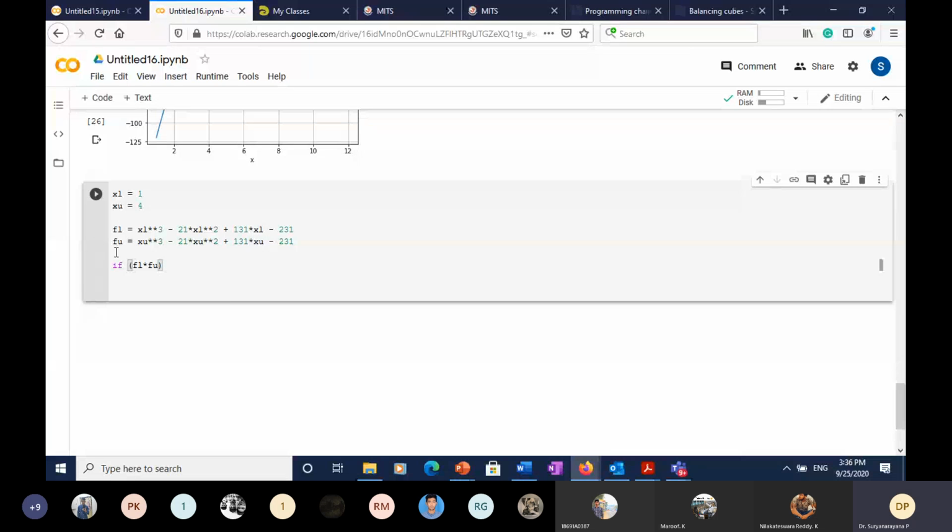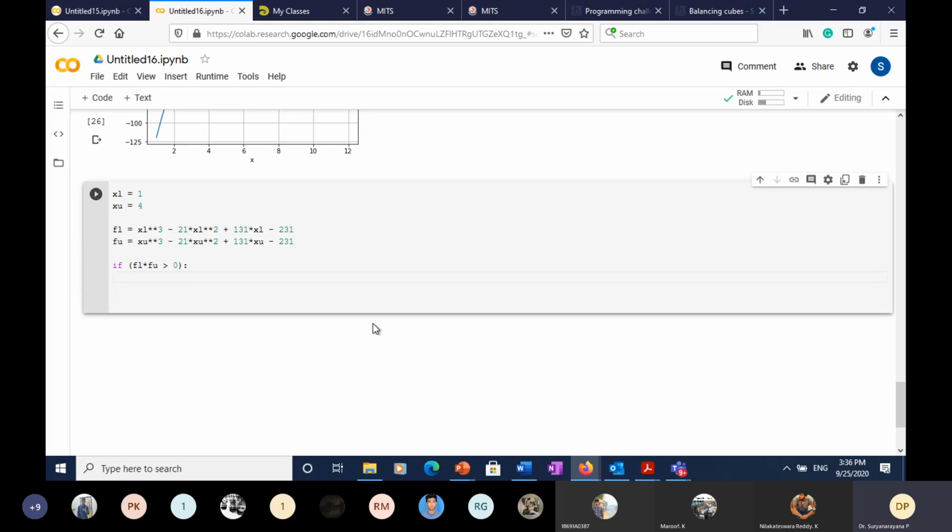If both of them are positive, then the product will be positive. If both of them are negative, then the product will also be positive. So we check that. If the product is greater than 0, that means either both of them have a negative sign or both of them have a positive sign. And if that is the case, then we cannot use this bracket.